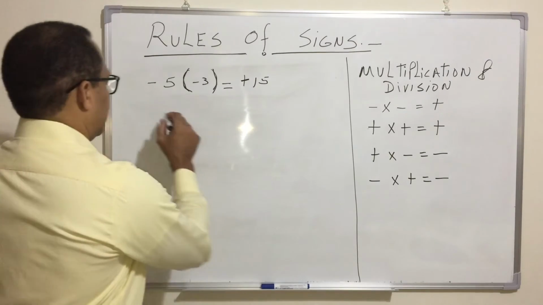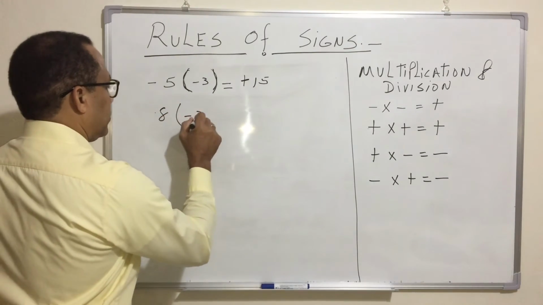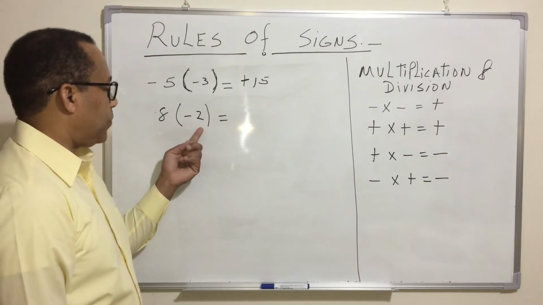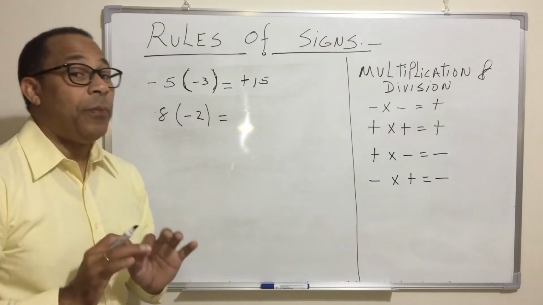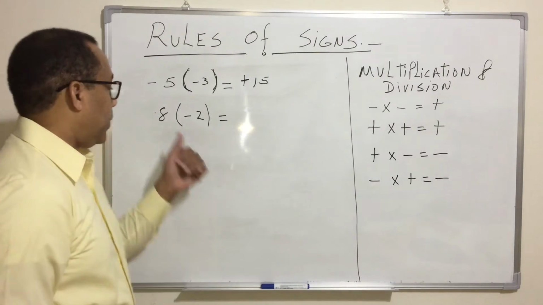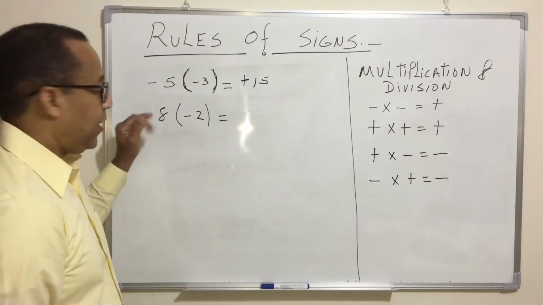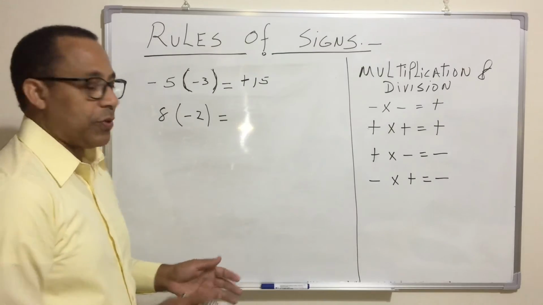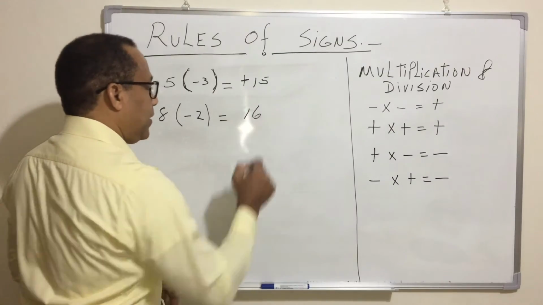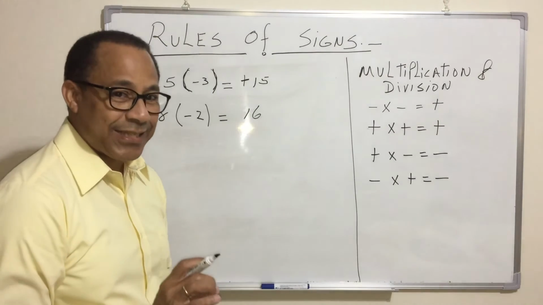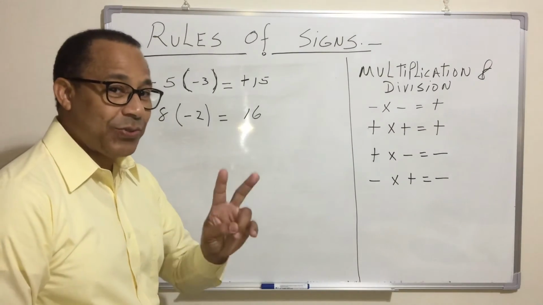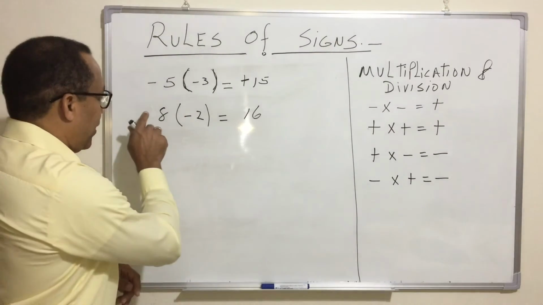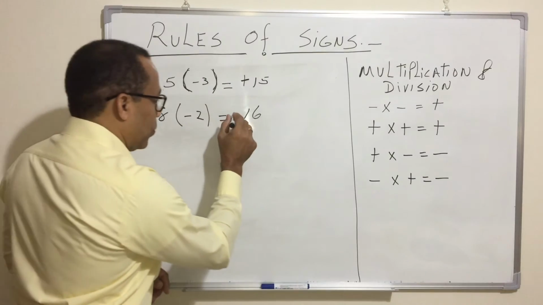Another example. 8 times negative 2. But when I say 8, I mean positive 8. Remember I said, when the number has no sign to its left, it means that the sign is a positive one. So again, I just multiply the numbers. 8 times 2 is 16. And now I multiply the signs, in plural, because there are 2. There's a positive sign here, and there's a negative sign here. So I say positive times negative equals negative.